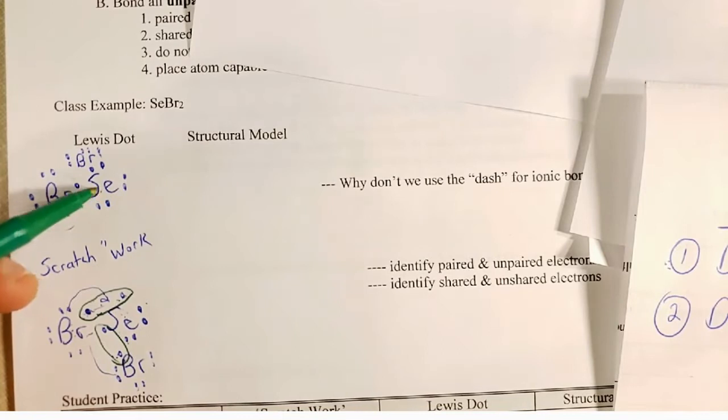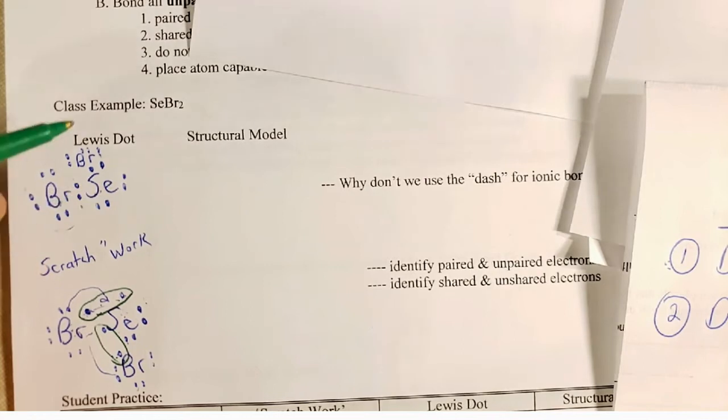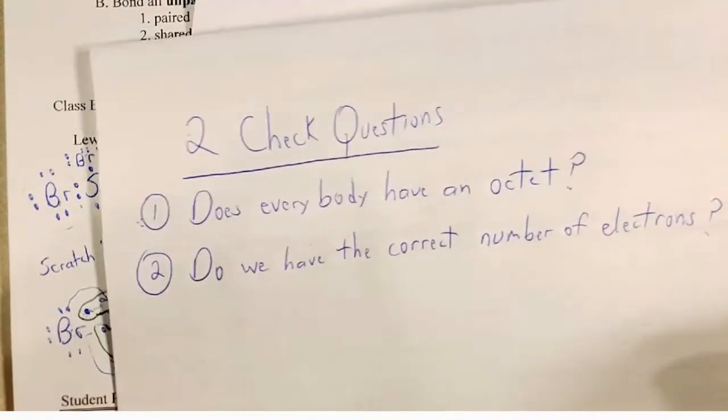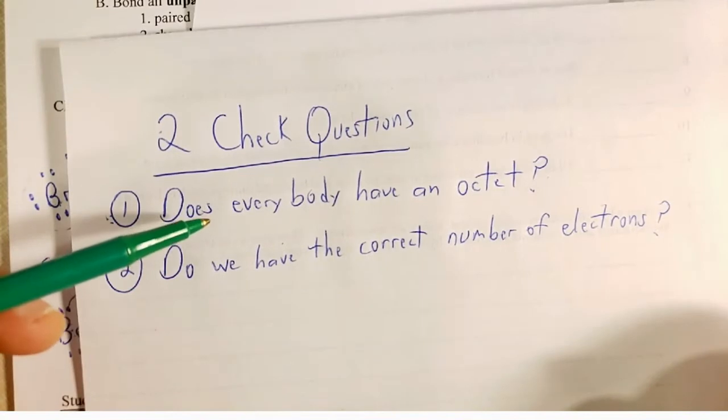Okay, the selenium, again, had these 4 that it already had around it, and it's sharing this pair, and it's sharing this pair. So yes, the selenium has access to an octet. And this bromine on top is the same as the one on the side. It has its 6 plus its pair that's being shared. So our answer to check question number 1 is yes, everybody has an octet.